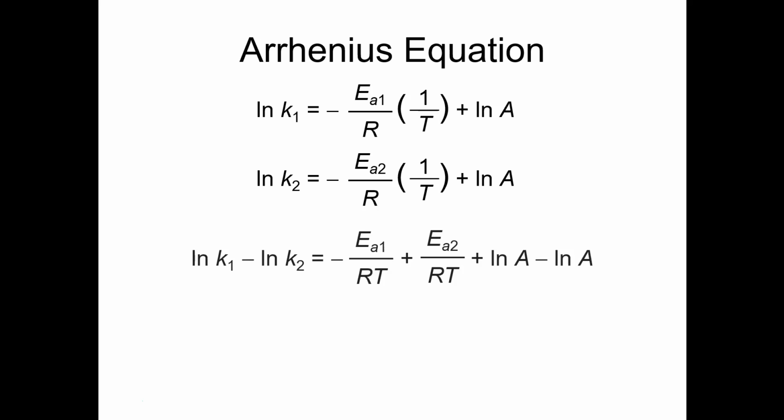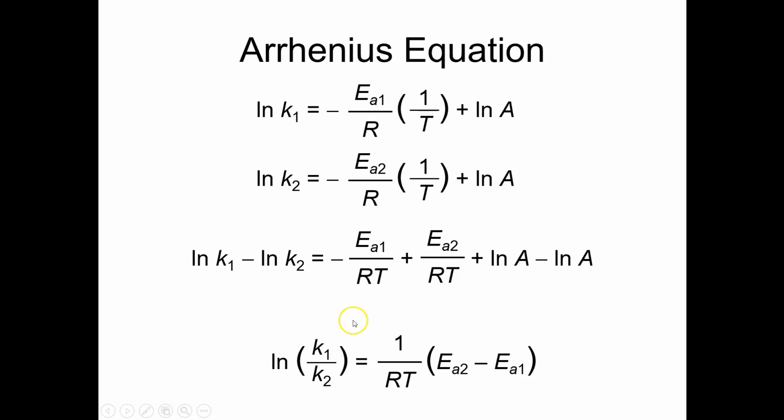Now we can play a similar game with the Arrhenius equation that we did before. Instead of looking at different values for K at different temperatures, we can look at different values for K at different activation energies, this being the uncatalyzed and this being the catalyzed. Now temperature is constant. I'm not going to dwell on this very much because I want this video to be over, as you do. But now we get a new equation in which the log of K1 over K2 is equal to 1 over RT times the quantity EA2 minus EA1.